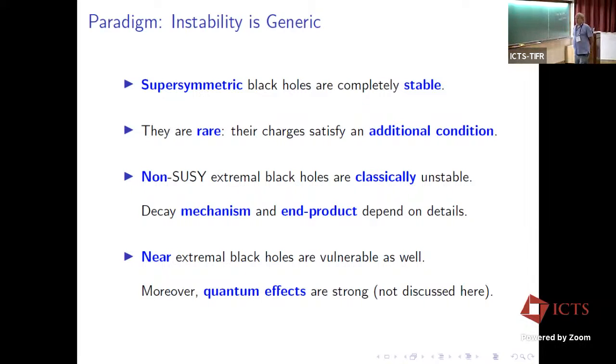The decay products, the decay mechanism and the end products will depend on the details as to what theory we're in, so there's a lot you can consider. But the general argument is this one. Non-supersymmetric extremal black holes are classically unstable. There is the story for the near-extremal black holes that's interesting. There are interesting stories with the quantum effects. I just won't go there in this talk.